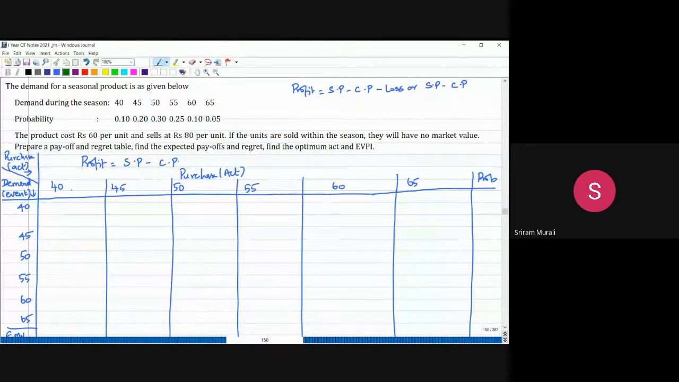Do you have any loss? 40 units you purchased, so 40 into 80 minus 40 into 60. So the profit is supposed to be 800.